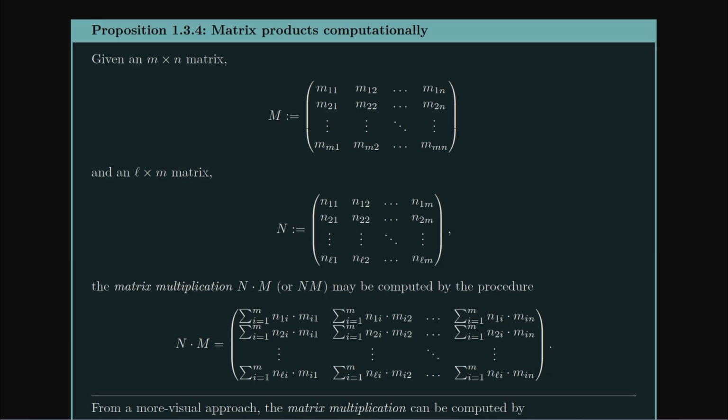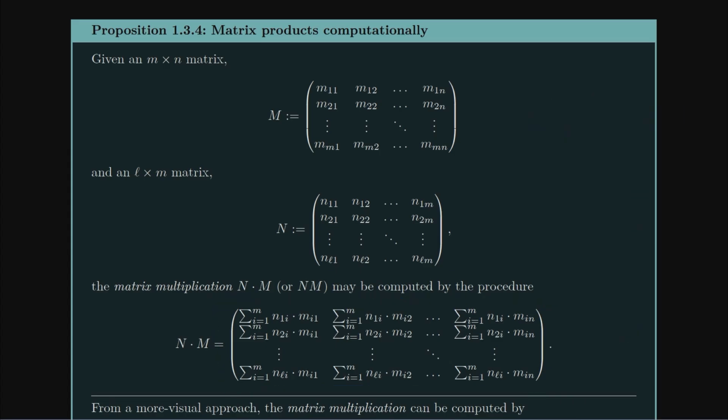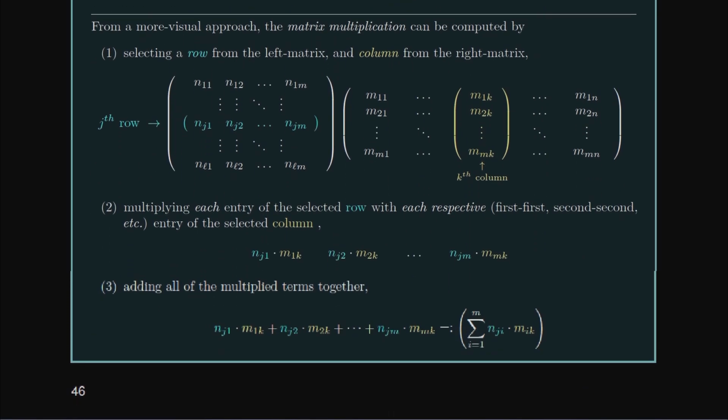So I have a proposition here. It's a proposition because this is no longer a definition. This is now a result of the definition. How do we actually multiply two matrices if I don't want to go through the process of function composition? So this is avoiding function composition. Even though it's behind the scenes, we can avoid function composition by computing this. And I know this looks absolutely atrocious. You've never seen so many sigmas in your life. Probably neither have I.